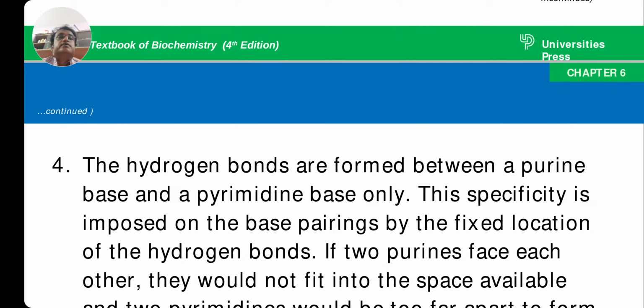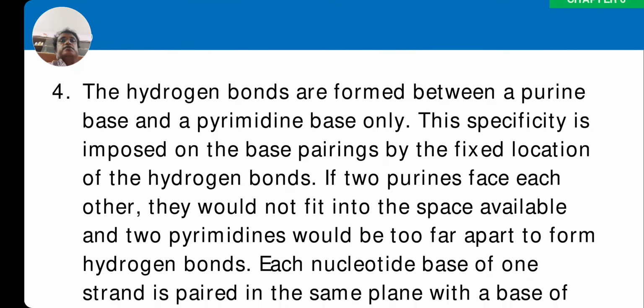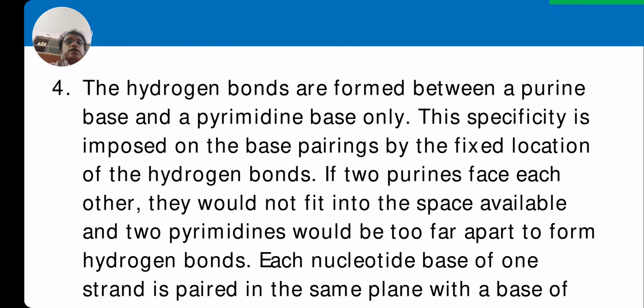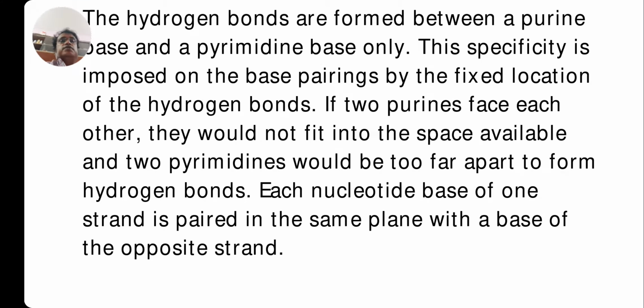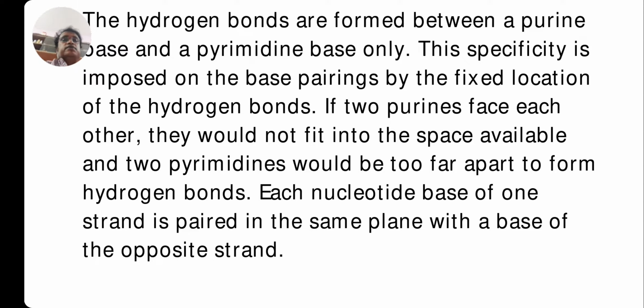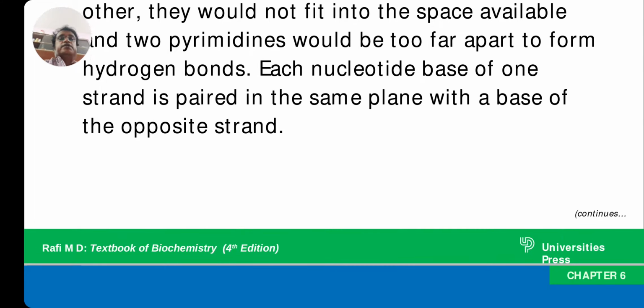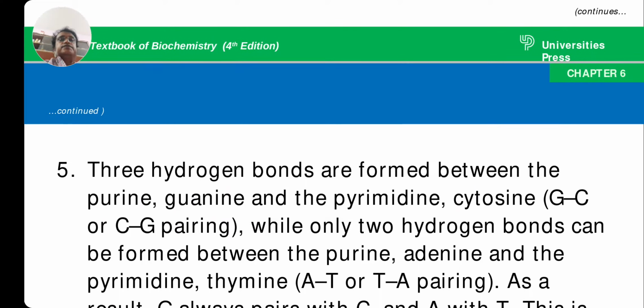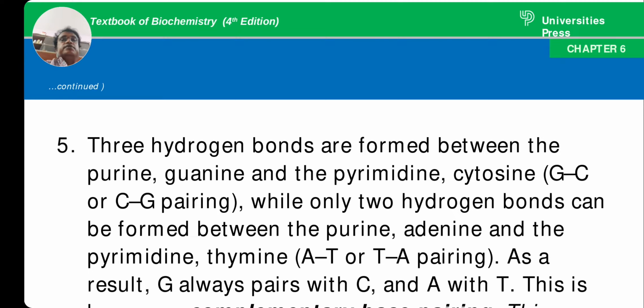Hydrogen bonds are formed between purine bases and pyrimidine bases only. A specificity is imposed on the base pairing by the fixed location of hydrogen bonds. If two purine bases face each other, they would not fit into the space available, and two pyrimidines would be too far apart to form hydrogen bonds. Each nucleotide base of one strand is paired in the same plane with a base of the opposite strand.